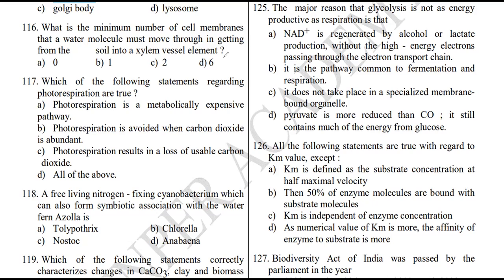Yes. So what exactly happens? There is going to be an outer endodermis, and then there's going to be an inner endodermis. So in order to reach the xylem vessel, they have to pass the outer endodermis, which is one membrane, and then the inner endodermis, which is the second. So there are going to be two membranes. So the answer is going to be option C. Okay, so we can use option C.